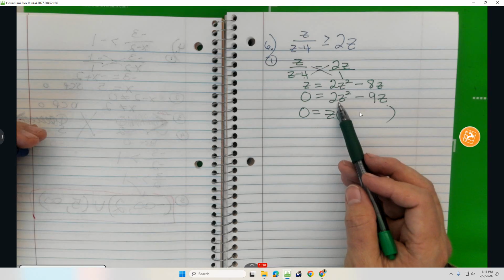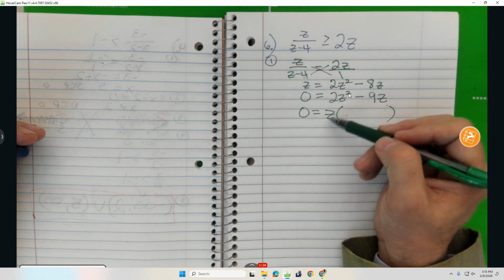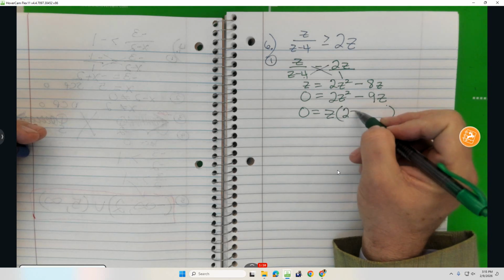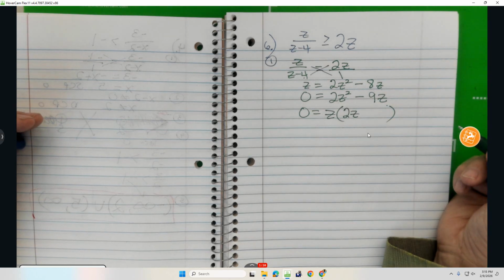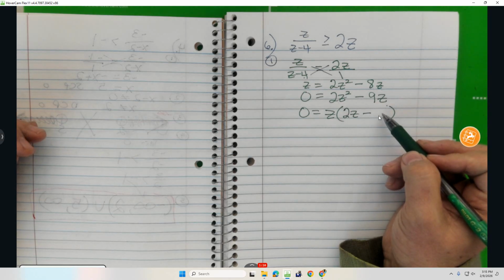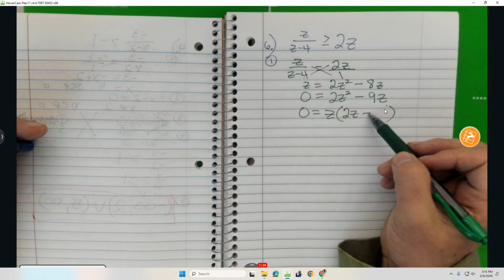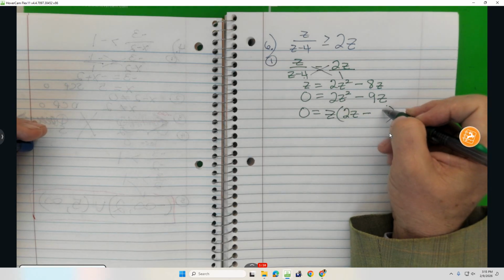Z times what gives us 2Z squared? You had two factors of Z. You took one out, which means you're left with just one factor of Z. So 2Z minus, you tell me what we have here. We had a minus 9Z. We took out that Z, so we had a minus, what did you say? 9.